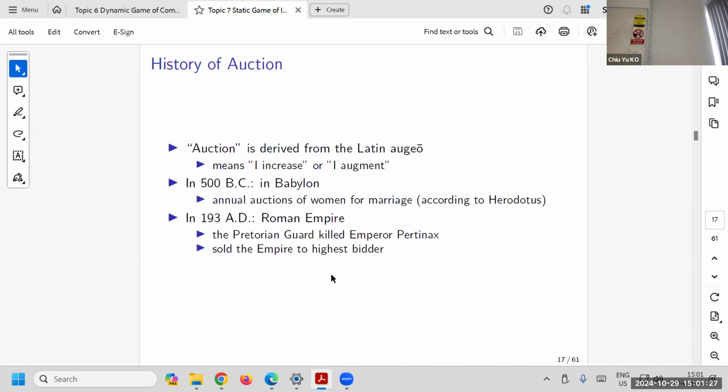Because in those days, men were killing each other, right? So that's why a lot of women were being auctioned, because someday the man would die, then they would get auctioned again. Anyway, another famous auction is in the Roman Empire.